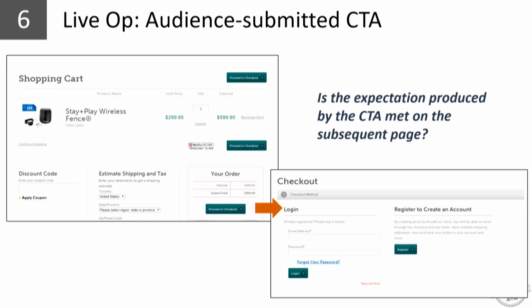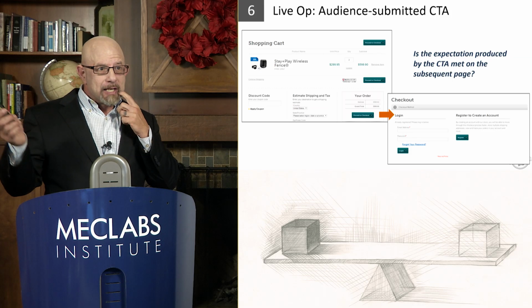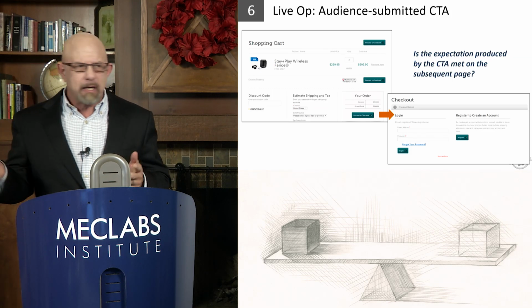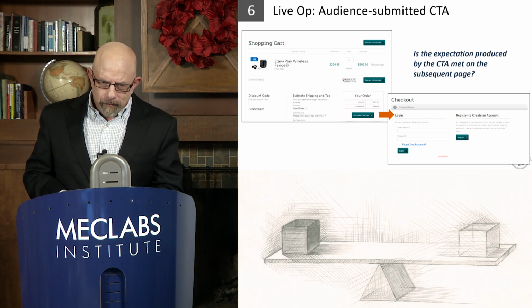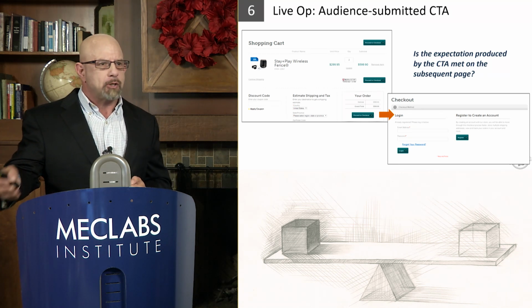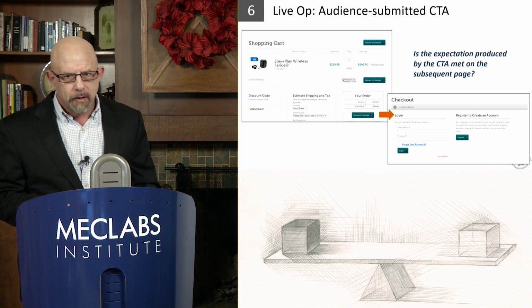So, is this expectation produced by the CTA? Is it met on the subsequent page? No, because you thought you were checking out and now you're logging in or registering to create an account. This is suicide. This is devastating. If you have this in your e-commerce, anywhere, get it out. It can come afterwards, but it shouldn't come before. It's costing you far too much if it is.